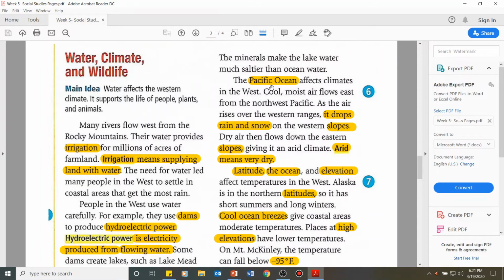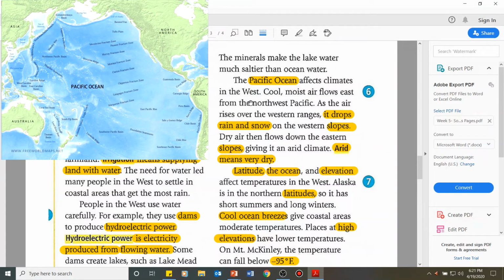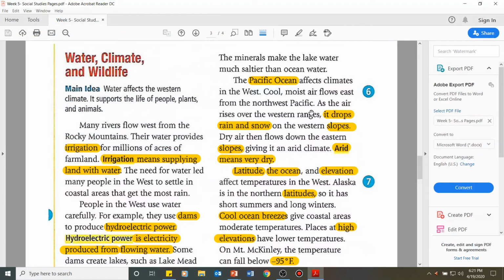Let's continue reading. The Pacific Ocean affects climates in the West. Cold, moist air flows east from the Northwest Pacific. As the air rises over the western ranges, it drops rain and snow on the western slope. Dry air then flows down the eastern slopes, giving it an arid climate. Arid means very dry. So there's not quite enough water, there's no rain, that's why it's called arid. And most arid lands are very hot.